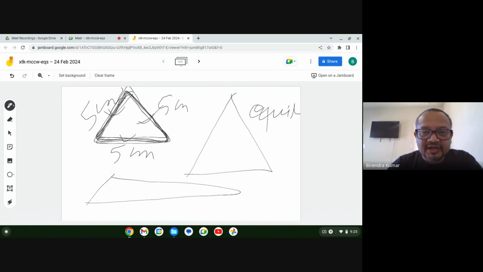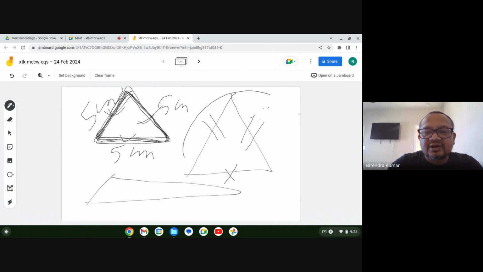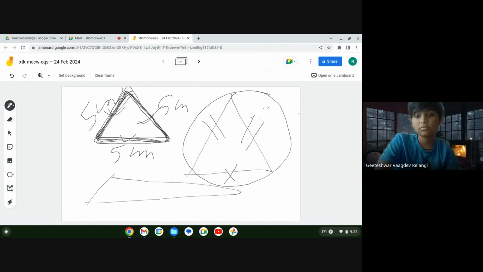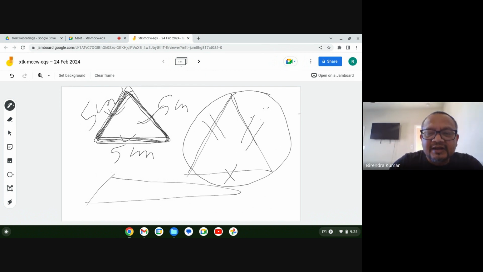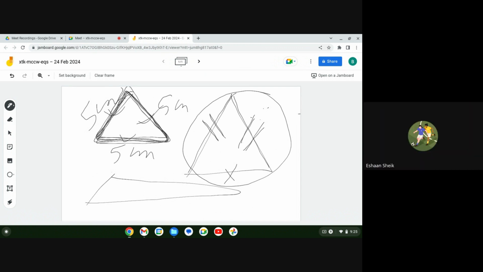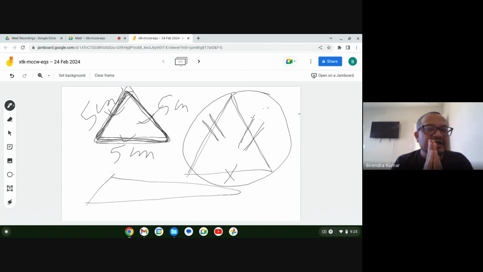Now let's go to the second one, where two sides, this one and this one, are the same. This is not. This is called an isosceles triangle. Isosceles, that is how you pronounce it, right, Gitesh? Yeah, isosceles. So basically, if you have any triangle with only two sides having the same length, that is what is called an isosceles triangle.